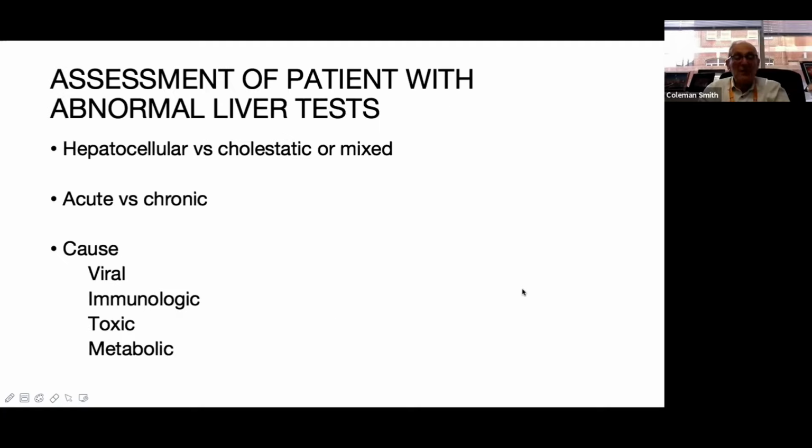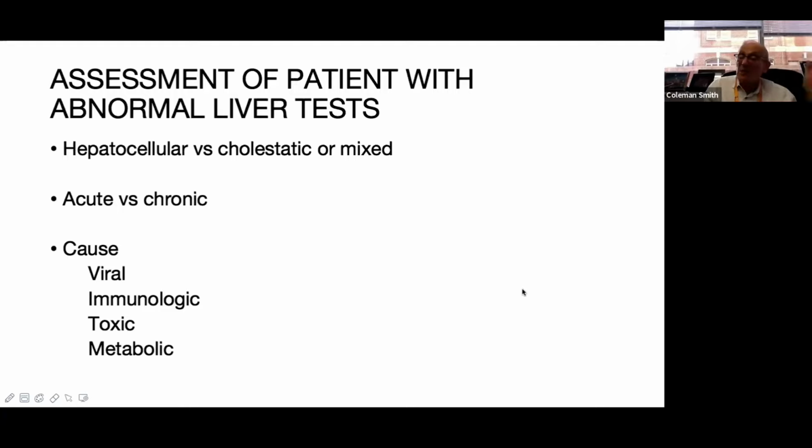So someone comes in with abnormal liver tests. Based on some of the criteria and things I've mentioned, what do you think about it? The first thing I ask is, is this hepatocellular, is it cholestatic, or is it mixed? And if it's cholestatic, you have to think about whether it is large duct obstruction. Do you want to do an ultrasound to make sure there's no ductal obstruction that can be dealt with mechanically? Is this an acute thing or is it chronic?